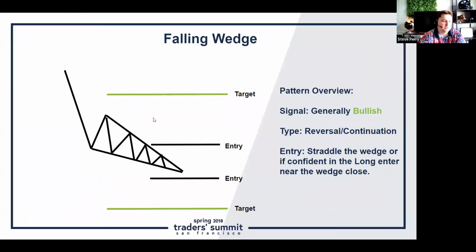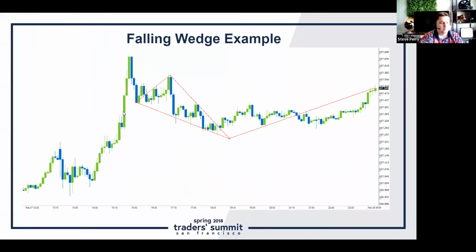Here's a falling wedge. Okay, same thing, just on the opposite side. You could trade this bearish, you could trade bullish. Most of the time, it's going to go to the upside. So you definitely want to be ready for that when they do go up. Here's an example.